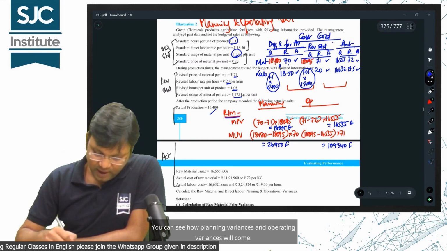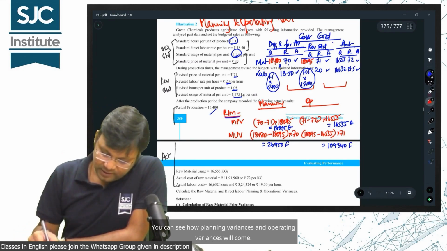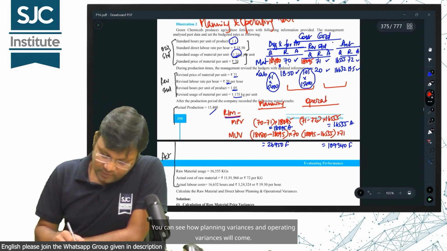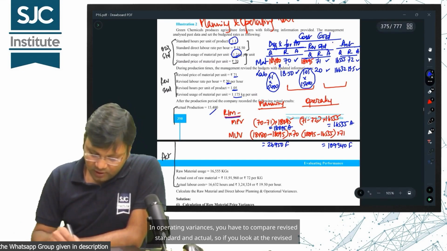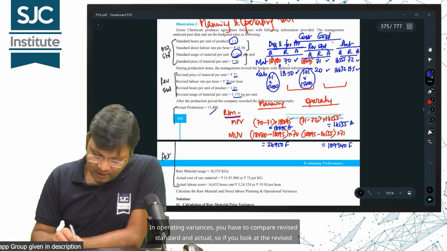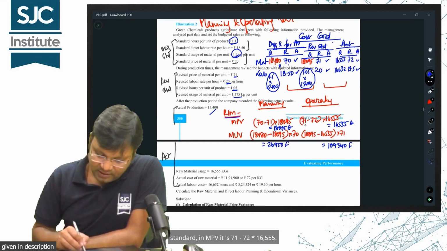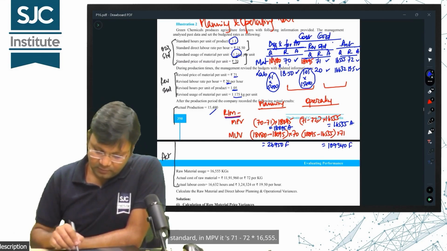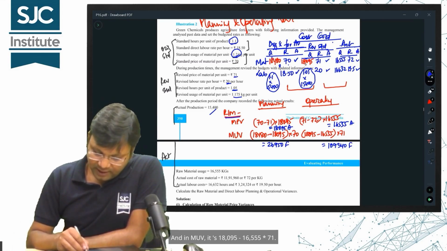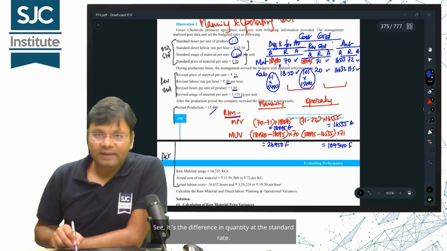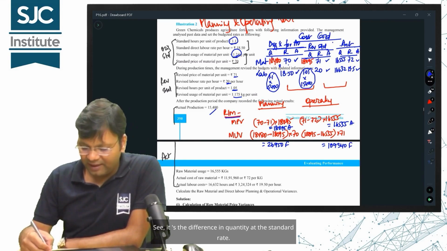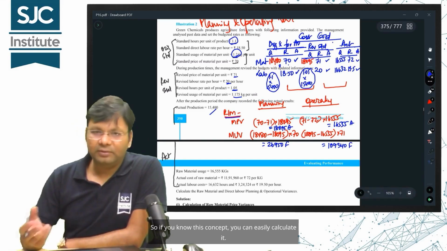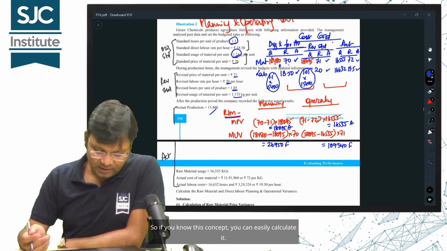You can see how planning variances and operating variances will come. In operating variances, you have to compare revised standard and actual. So if you look at the revised standard, in MPV it's 71 to 72 asterisk 16,555. And in MUV, it's 18,095 to 16,555 asterisk 71. See, it's the difference in quantity at the standard rate. So if you know this concept, you can easily calculate it.